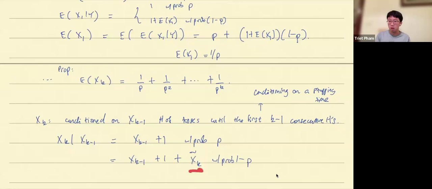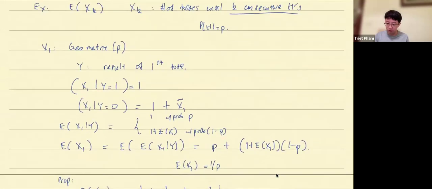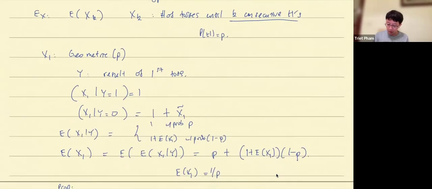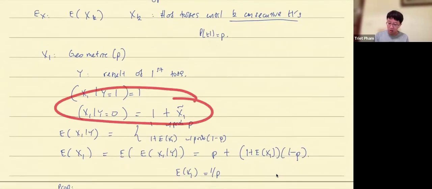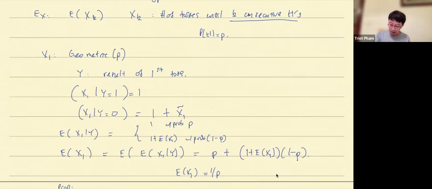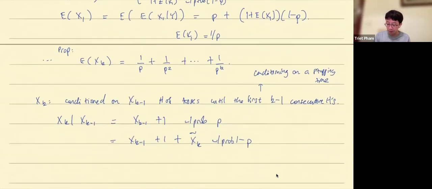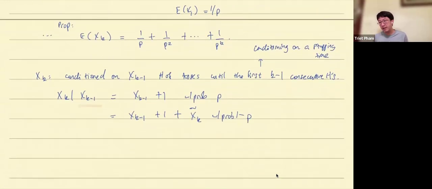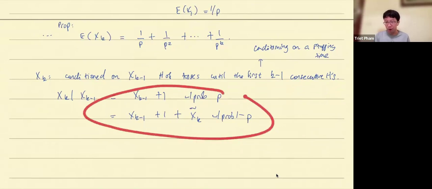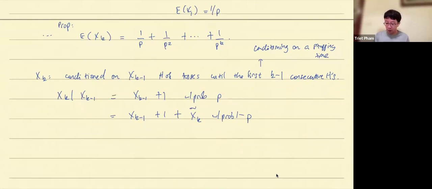Then you just repeat the experiment. That's very similar to this: X conditioned on Y is equal to 1 with probability p, equal to 1 plus that with probability 1 minus p. Same thing, but here we explicitly write down the values of Y. Here we can't, but the flavor is the same. We are basically looking 1 step ahead and showing how X_k depends on X_{k-1}.